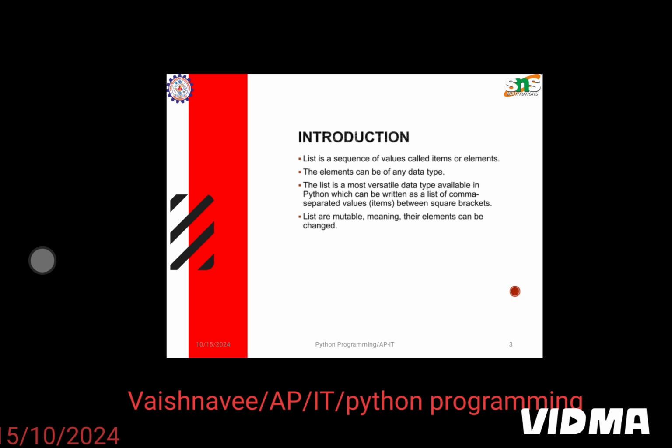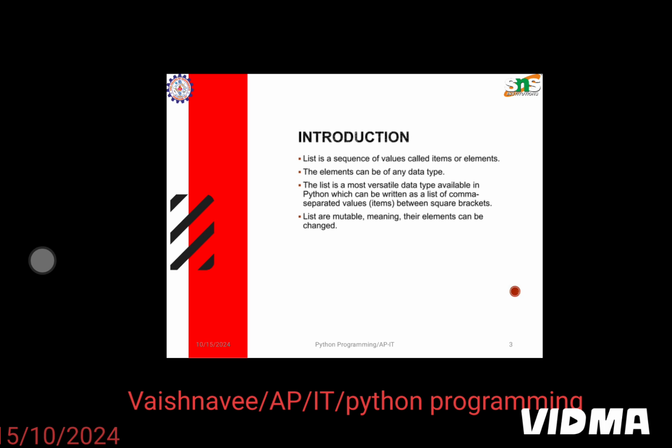The list is the most versatile data type available in Python, which can be written as a list of items separated by commas between the square brackets. So the list will usually be defined with the help of square brackets and the data separated by commas. The lists are mutable, that is, the elements in the list can be changed.